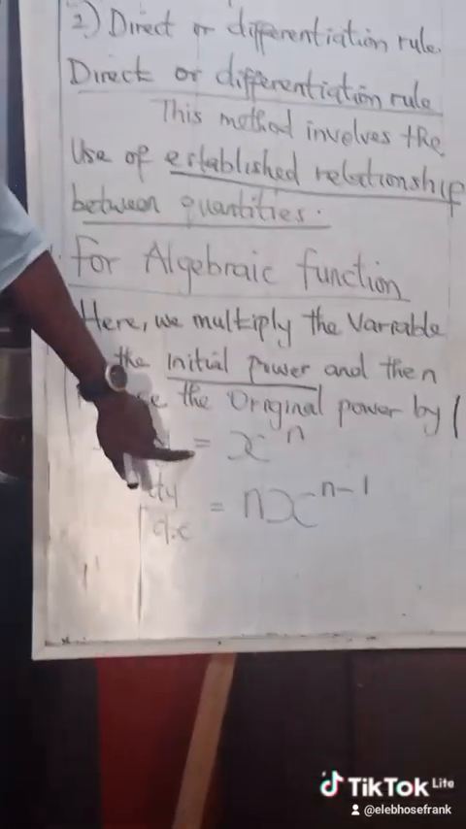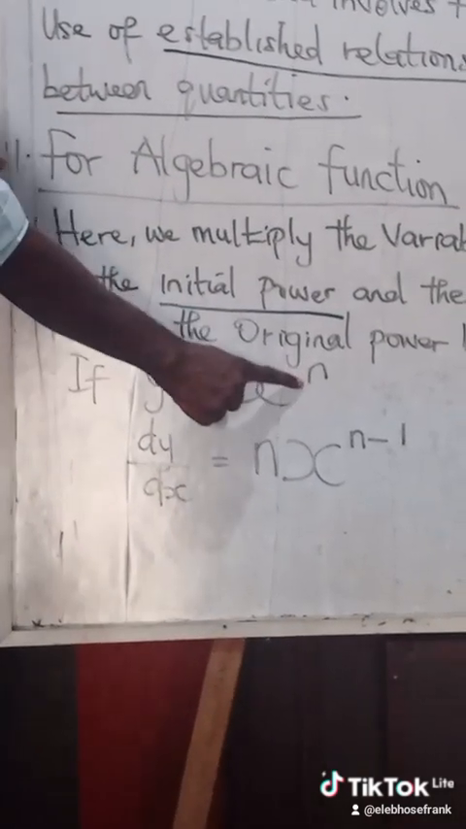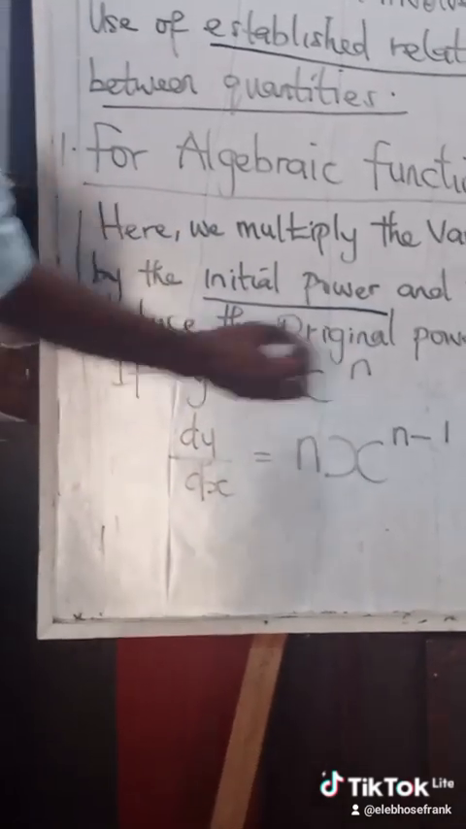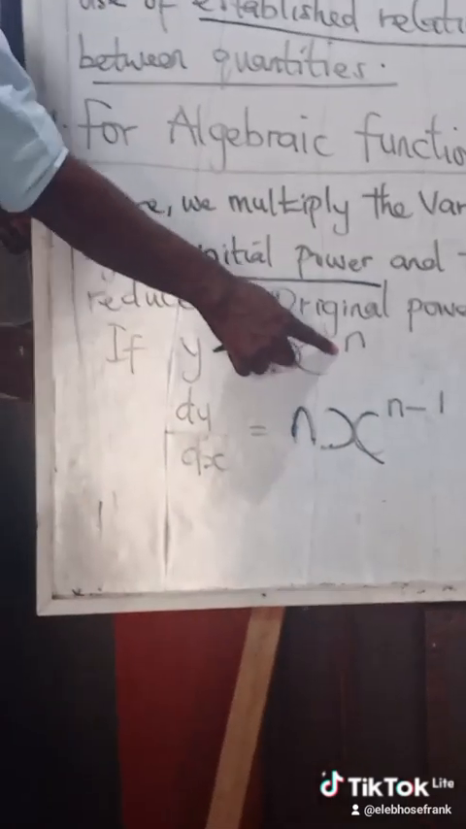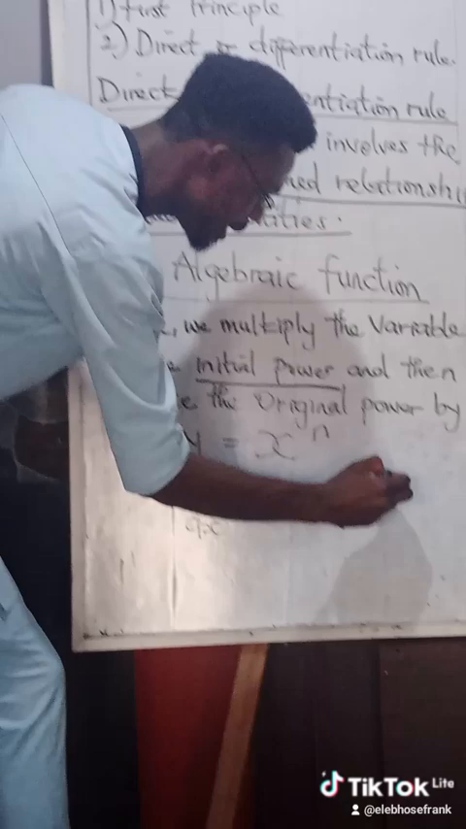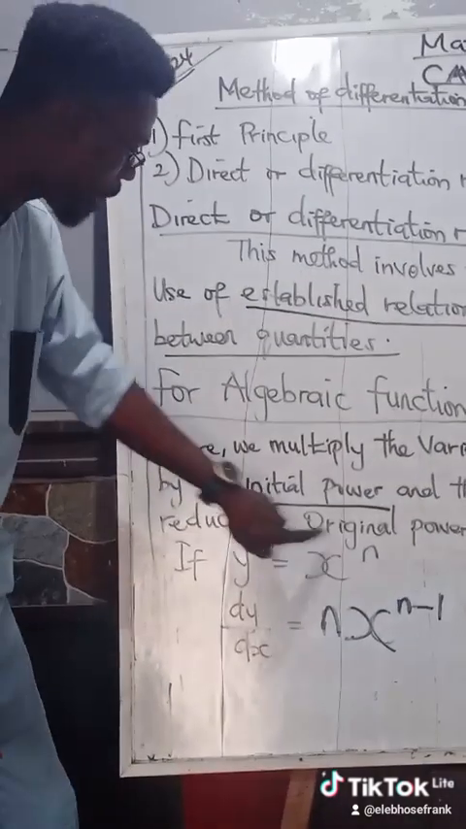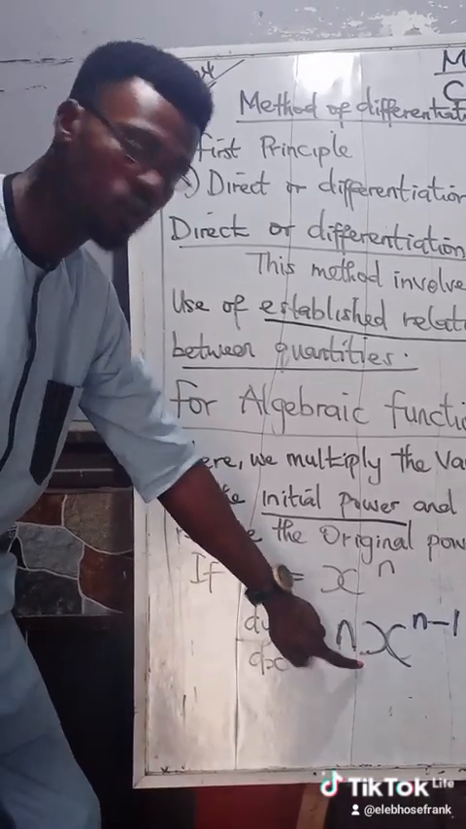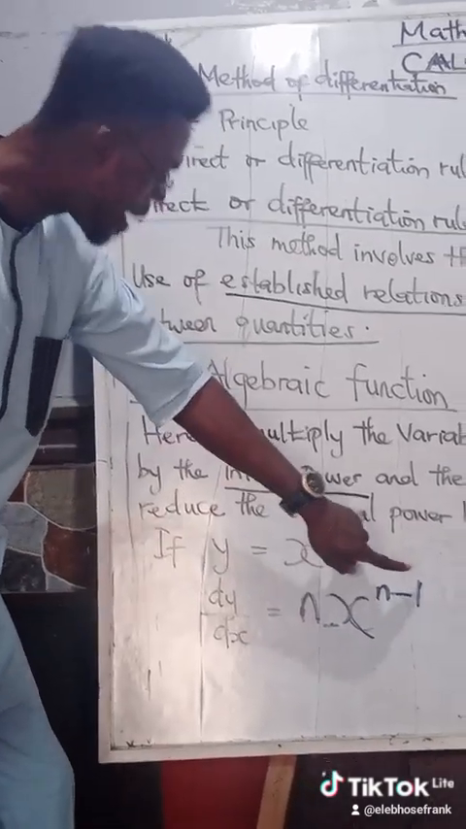If y equals x raised to power n, what's the initial power here? n. What's the variable? x. So you bring this initial power to multiply the variable, so n multiplying x, and then you reduce the initial power by 1. What do we mean to reduce by 1? Simply put minus 1, so n minus 1. Again, we multiply the variable by the initial power, so bring the n beside the x, the variable, so nx, then you reduce the initial power by 1, so n minus 1.